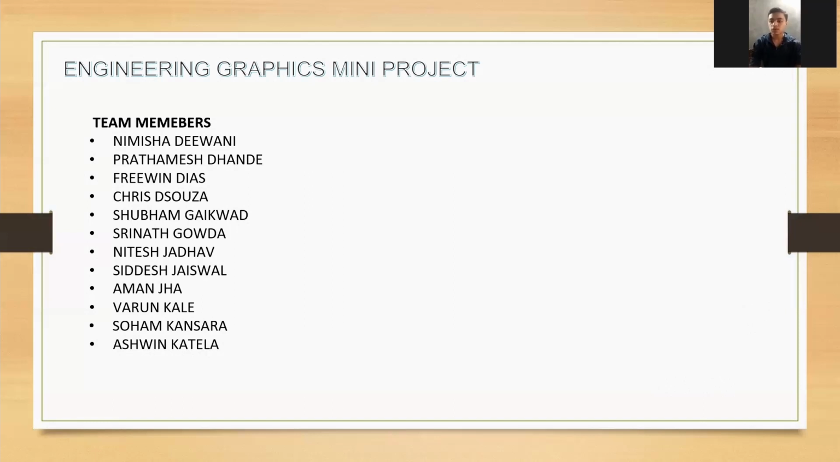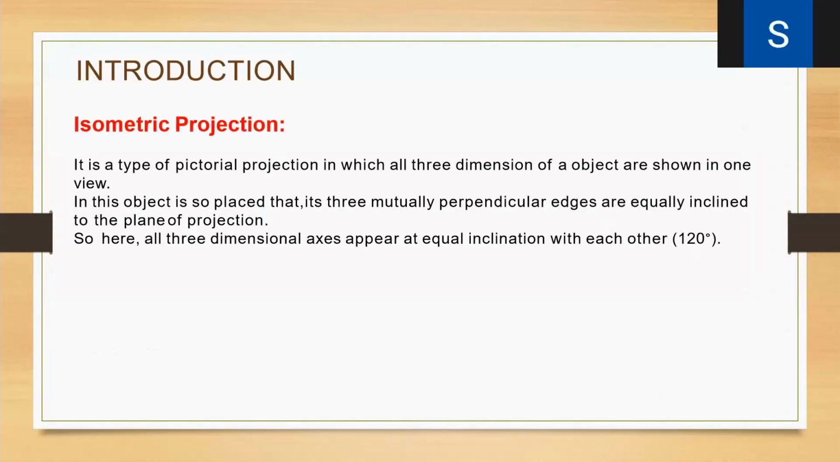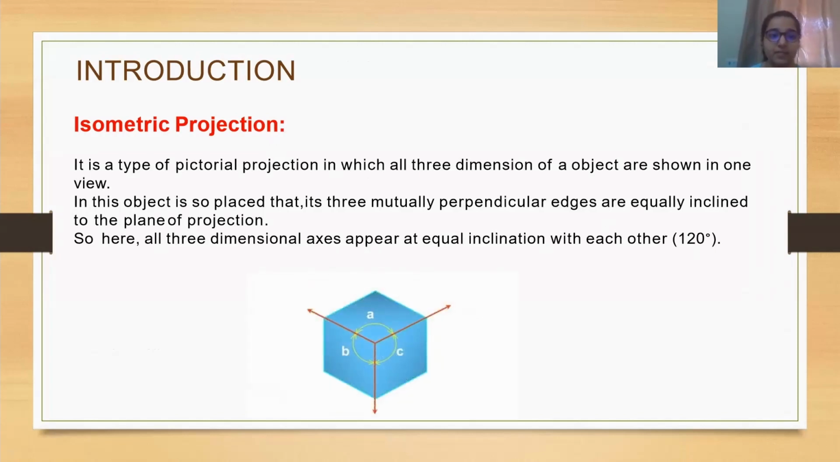Now, moving on towards the introduction of our topic. Isometric projection is a type of pictorial projection in which all three dimensions of an object are shown in one view. In this, the object is so placed that its three mutually perpendicular edges are equally inclined to the plane of projection. So here, all three-dimensional axes appear at equal inclination with each other, that is 120 degrees.